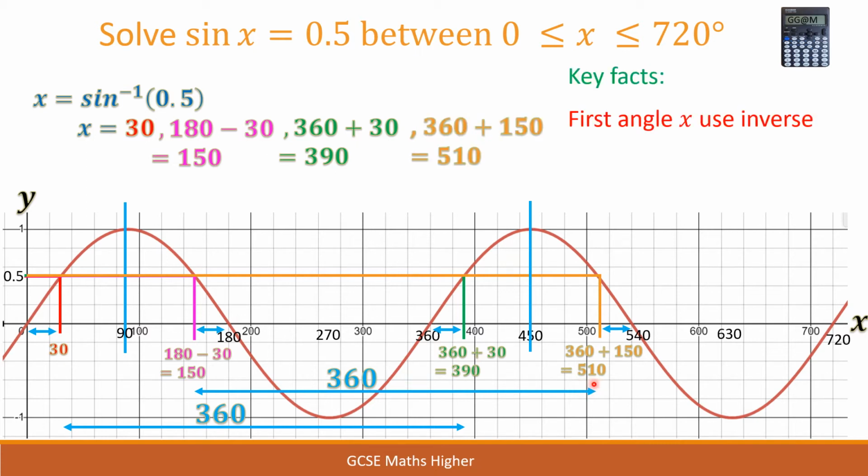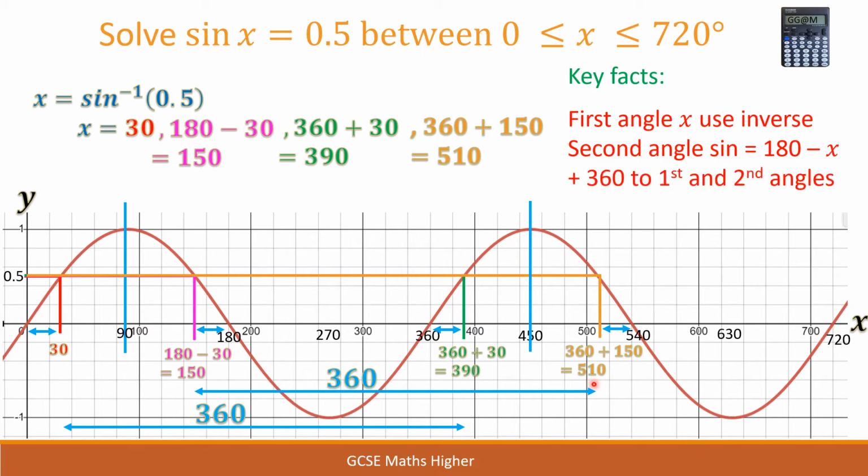So our key facts that you need to write down are the first angle, x, we need to use the inverse to find that value of x. To find the second angle on the sine curve, you need to do 180 take away the value of x. If you add 360 degrees to both the angle you got in the first one and the second angle, that will give you the third and the fourth angles. So if you add 360 to your first and your second angles, that will give you the third and the fourth angles, and that will give you the 4 solutions.